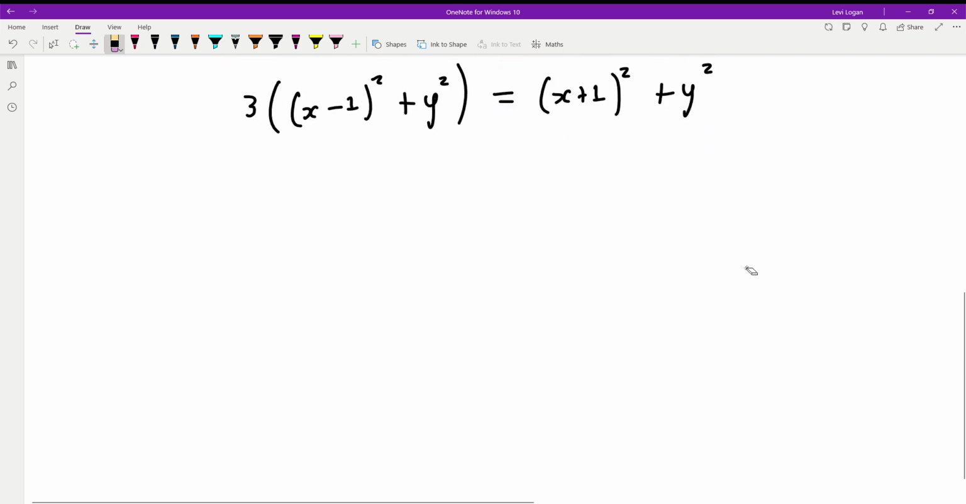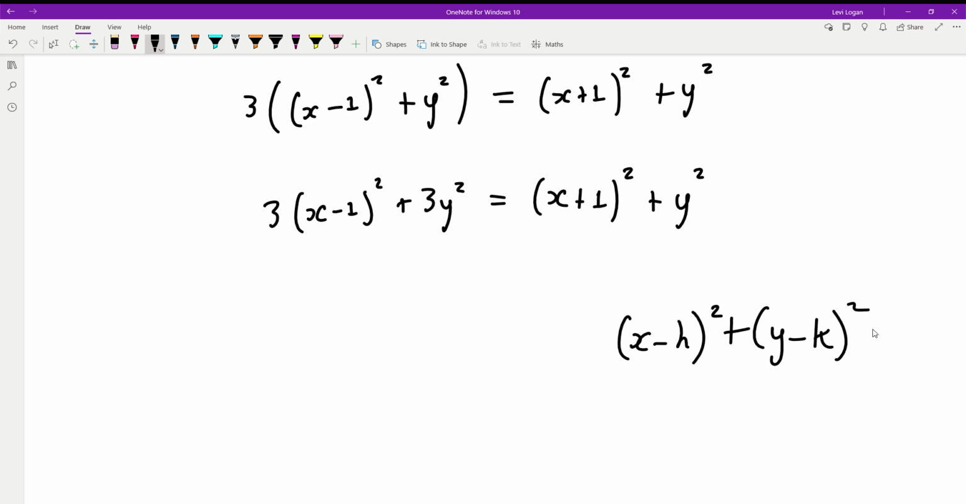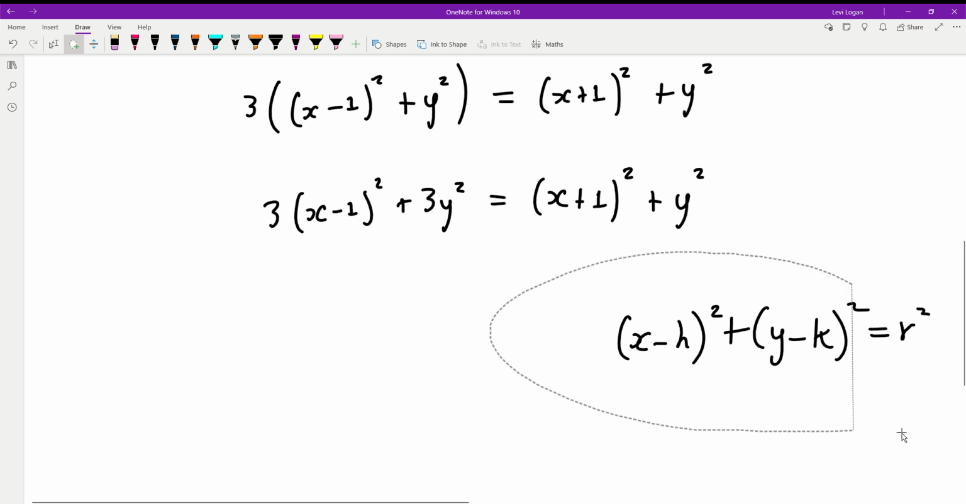I could probably distribute the 3 here, so we have 3(x minus 1) squared plus 3y squared equals (x plus 1) squared plus y squared. Now we're probably going to get a circle here, but we want to put it in the form of, let's say, (x minus h) squared plus (y minus k) squared equals r squared, so we can read it pretty well and sketch this subset quite easily.